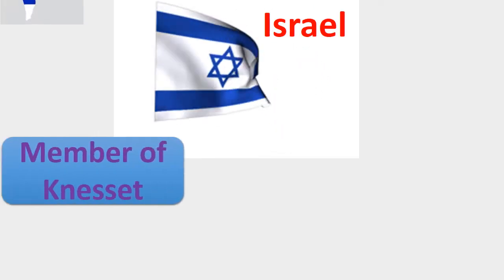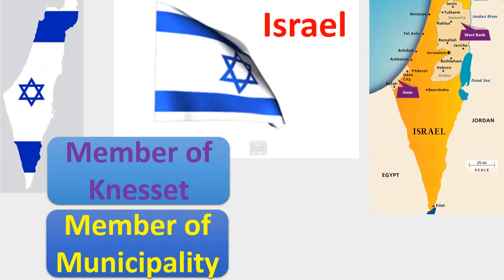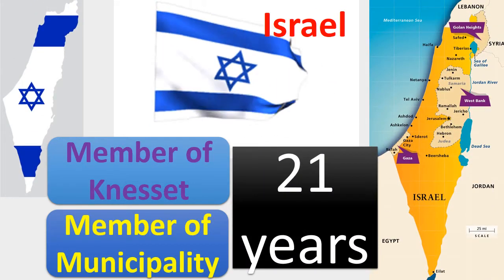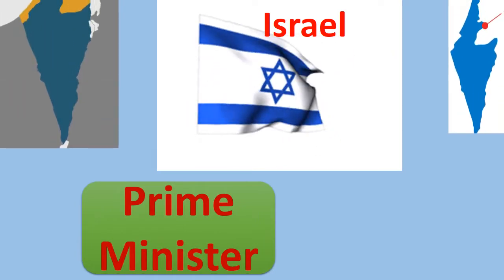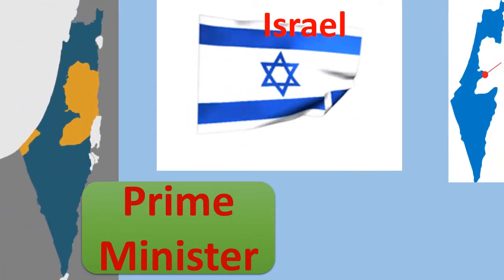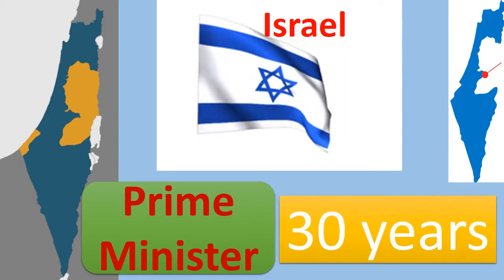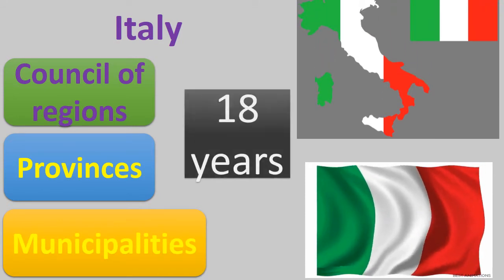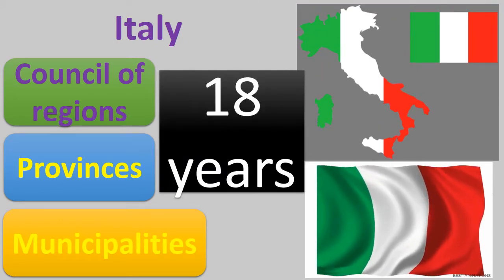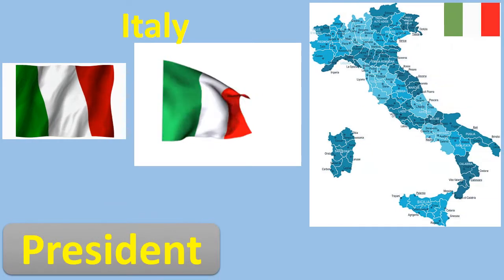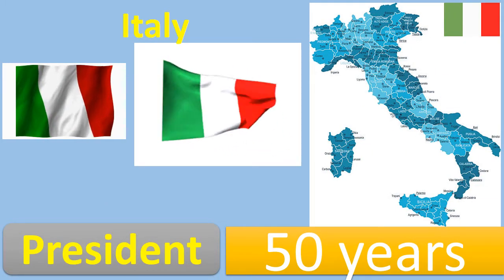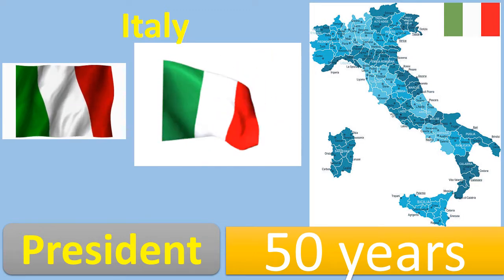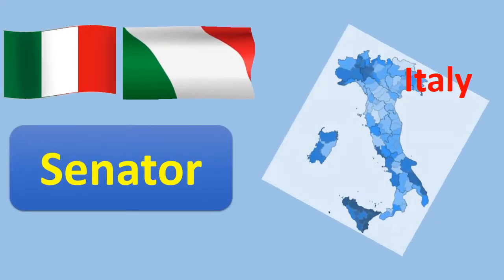To become a member of Knesset or a municipality, the minimum age required is 21 years. To be a candidate for the Prime Minister's post, the person should be a member of Knesset and a minimum of 30 years old. To contest in Council of Regions, provinces or municipalities, the minimum age required is 18 years. To become President of the Republic, the minimum age required is 50 years. To become Senator, the minimum age required is 40 years.